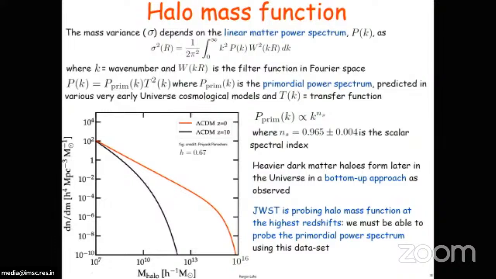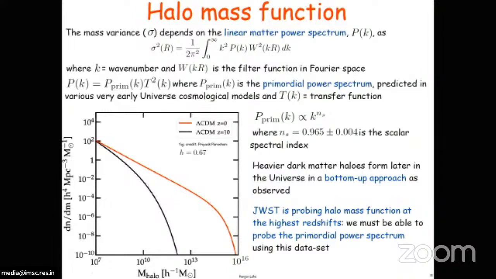And this is a plot which Priyank made. On the x-axis is the mass of the halos in units of h inverse solar mass, where h is 0.67, and on the y-axis, dn/dM, the number of halos per unit mass per unit volume. This is for redshift 10, and this is for redshift 0. As you can see, in lambda CDM cosmologies heavier halos form later. 10 to the power 13 is not there at redshift 10, but is there at redshift 0. The point is JWST is probing these regions at very, very high redshift, right near the tail where this halo mass function is falling.